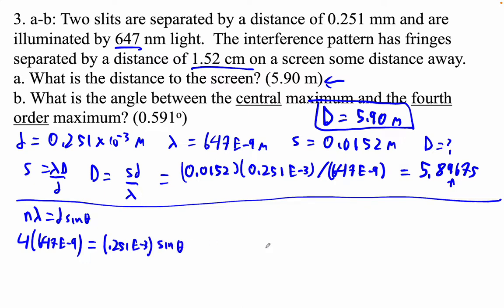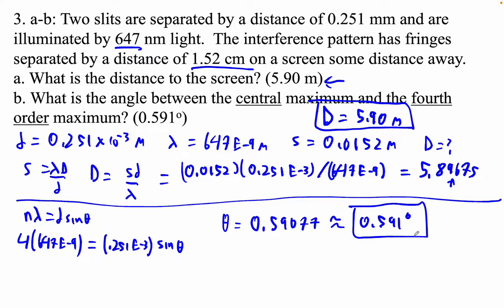So the angle is going to be the inverse sine. We got to do a little math here. Okay, so inverse sine of 4 times 647 e minus 9 divided by 0.251. And I'm getting that the angle is a whopping 0.59077. It's about 0.591 degrees. And that's an impossibly small angle, right?